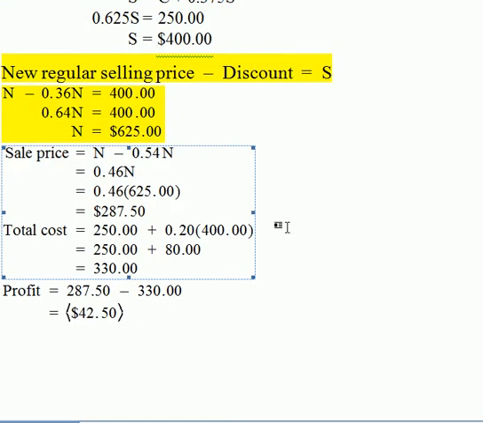Always selling things, etc. So the sale price is N minus 0.54, so that's 0.46N, 0.46 times 625, which was the new regular selling price. So he receives the net amount of 287.5 for each set of clubs that he sells. This is important. This is how much comes into the cash register for every one that is sold.